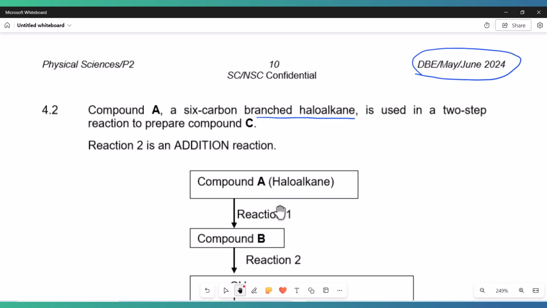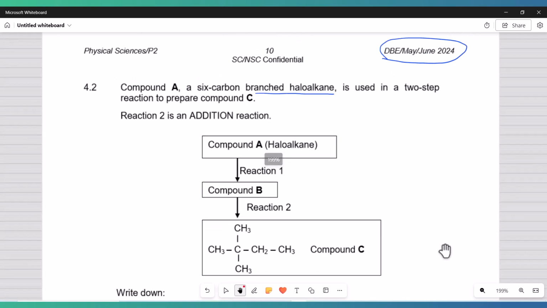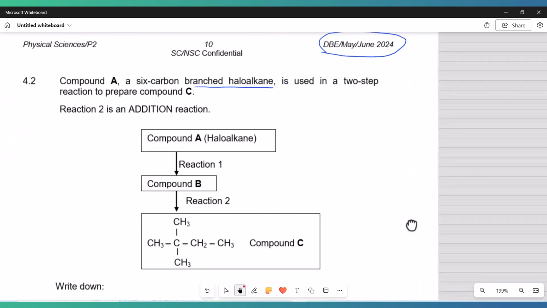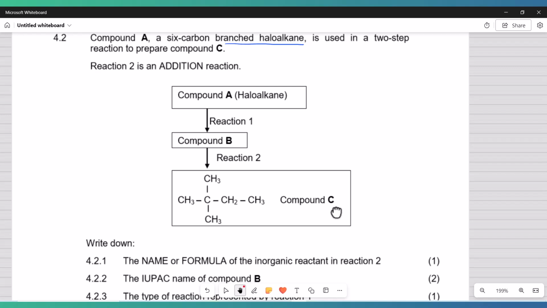But they give us a clue. They say reaction 2 is an addition reaction. Now, if you look at what we have from the haloalkane to this alkane, this gives us a clue of what our haloalkane might have been. The second reaction, reaction 2, is addition. So what do we do? They say, write down the name or formula of the inorganic reactant in reaction 2.